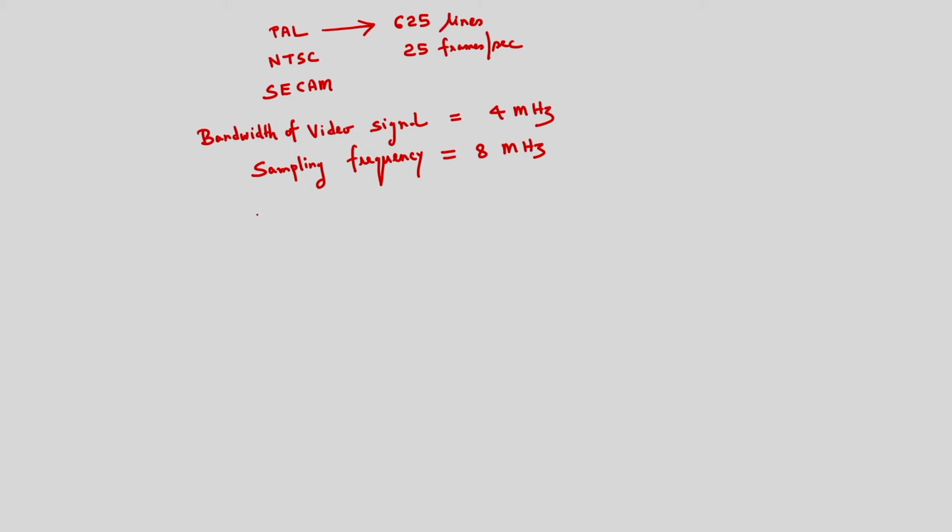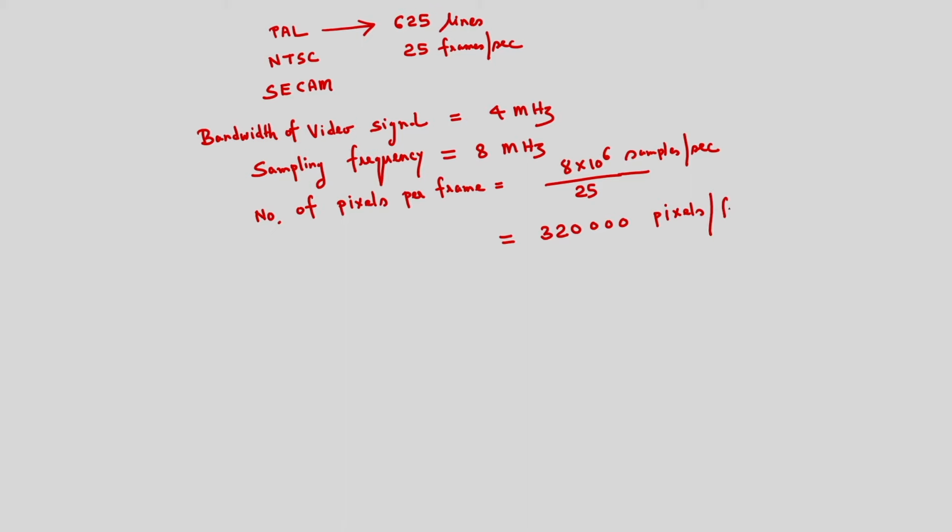Now, I want to count the number of pixels per frame. How many pixels per frame, that I want to determine. So, 8 megahertz, 8 into 10 to the power 6 samples per second, divided by 25 frames per second. This will be equal to 320,000 pixels per frame. This is approximately 512 into 512. So that means the image size will be 512 into 512.